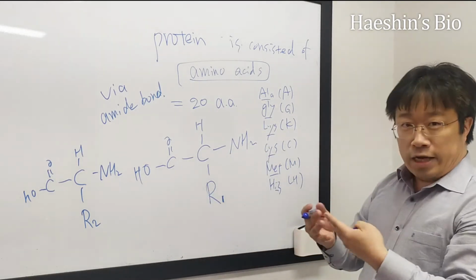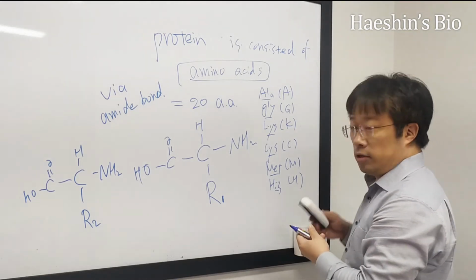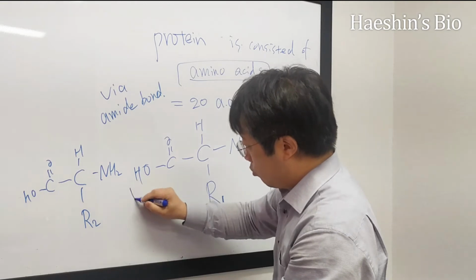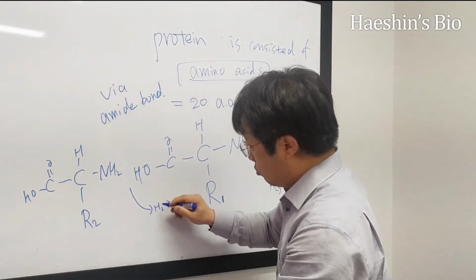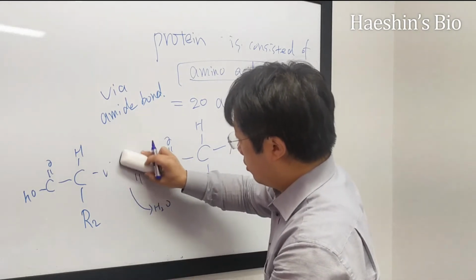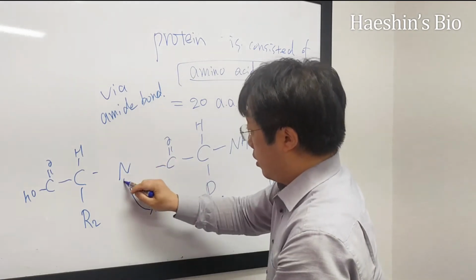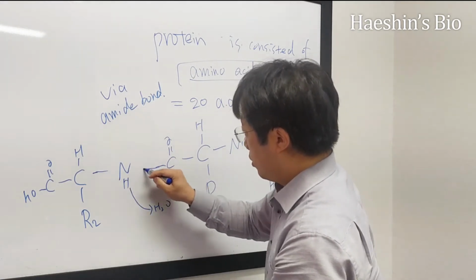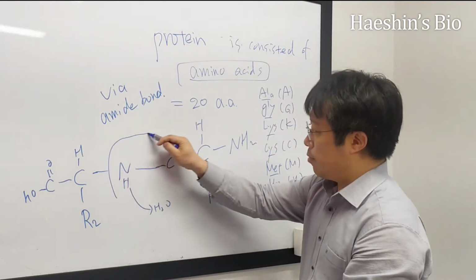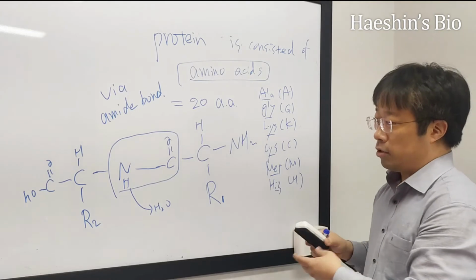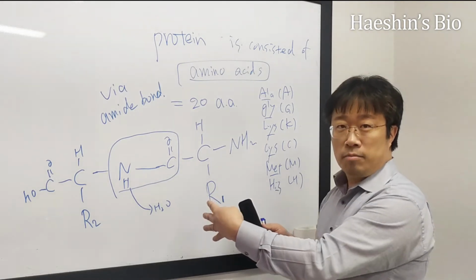And then we have a dehydration reaction by the enzyme in the ribosome in a cell. In the dehydration reaction you get out water, H2O, and finally you have a nitrogen, and then H here. I will draw a little bit longer. So this is the amide bond, right? This is amide CONH. This is the amide bond.